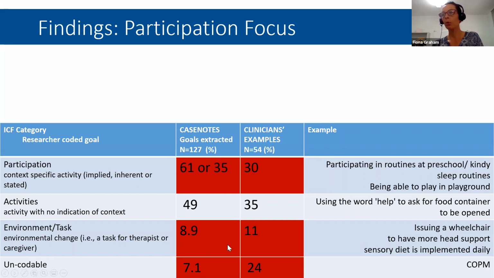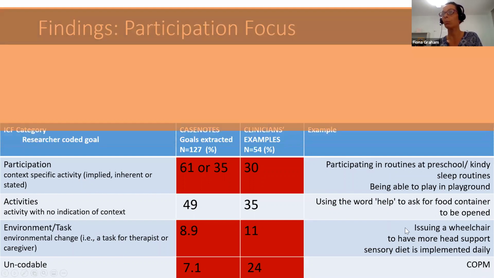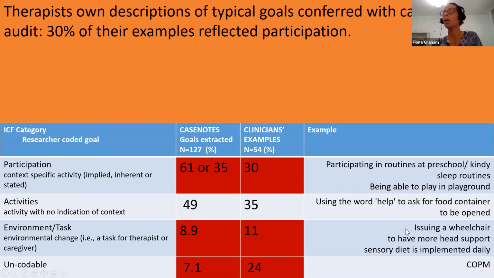Quite a high proportion, just over 10%, reflected changes to the environment, such as issue the wheelchair, arrange the headset. So it was more like the therapist's to-do list rather than what you might call a therapeutic goal. And about 24% of what was written was uncodable. And that was with 3 clinicians trying to code them. So things like we did the COPM, the Canadian Occupational Performance Measure, which is not codable.